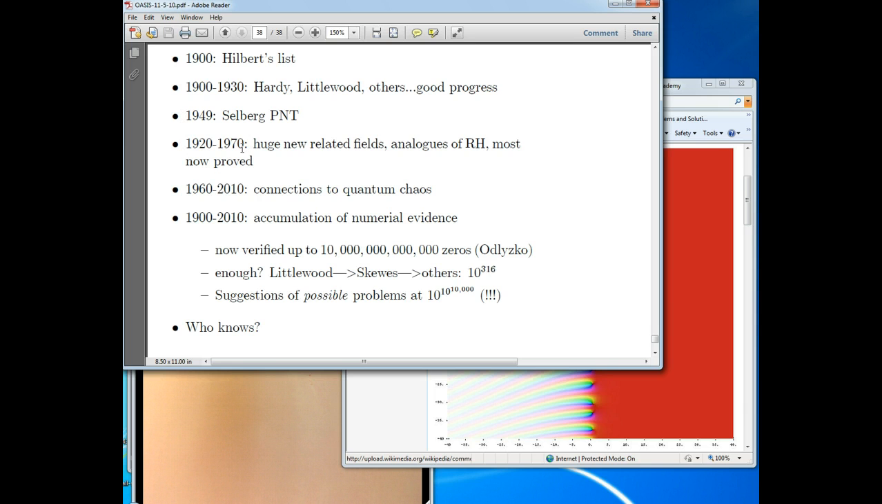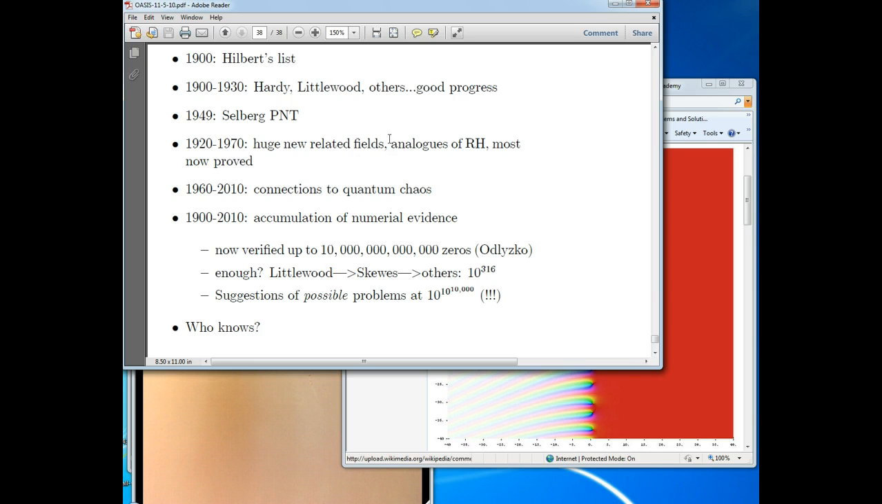1920 and 1970, I can just make a bare mention. Huge generalizations of number theory and algebra, and especially what's called algebraic geometry. Huge, massive analogs of the Riemann hypothesis. And most of those are now proved, and it's kind of ironic. Those are much more complicated to understand and state, and they have great consequences, but in some sense, they're significantly easier to prove. And that's one of the reasons why people believe that Riemann should be true. So many similar results have been proved rigorously.